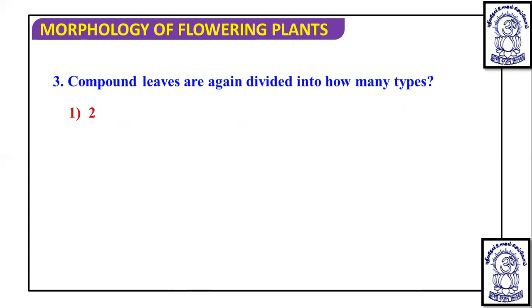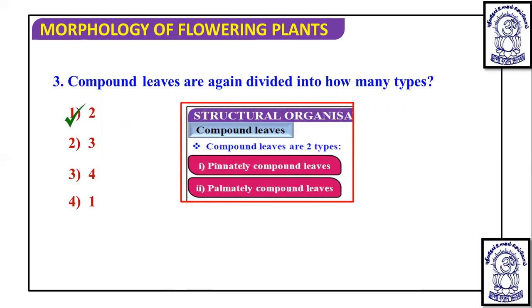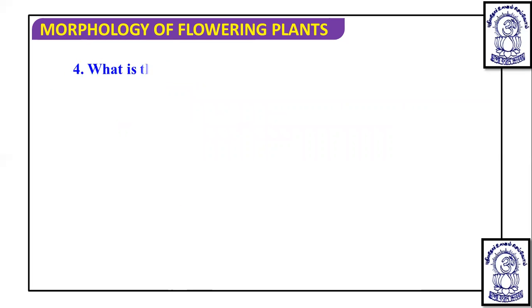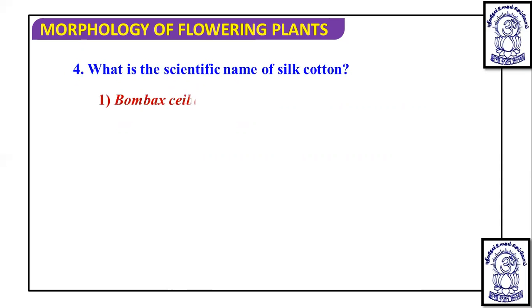Compound leaves are again divided into how many types? Compound leaves are divided into two types, that is pinnately compound leaf and palmately compound leaf. What is the scientific name of silk cotton? It is Bombax ceiba.